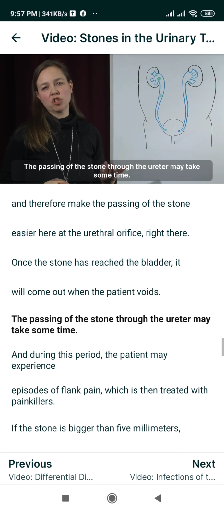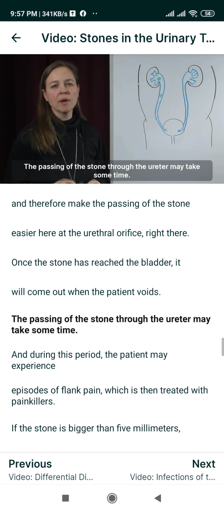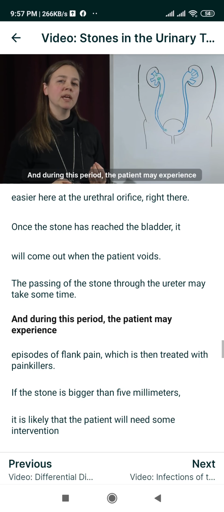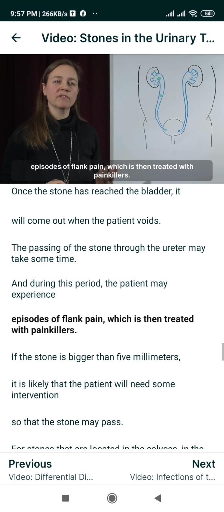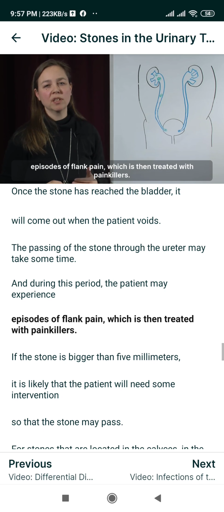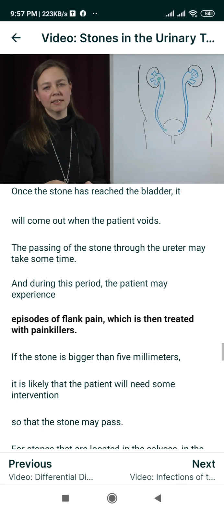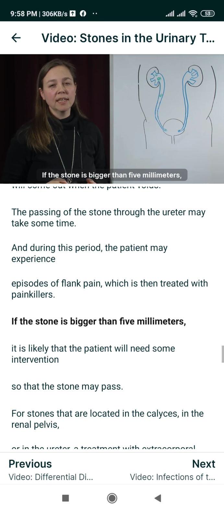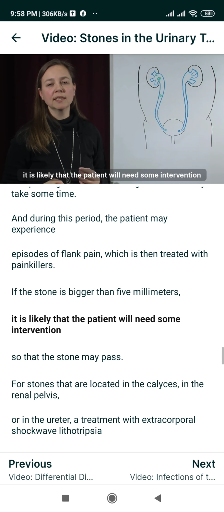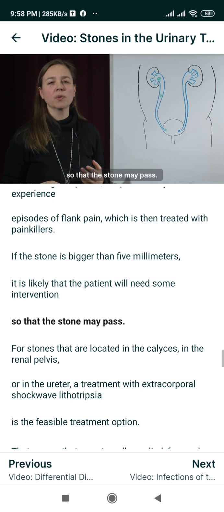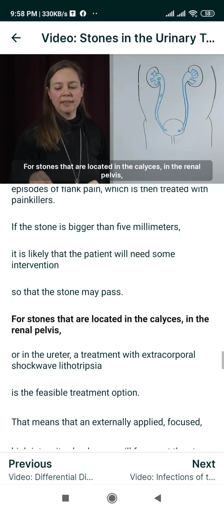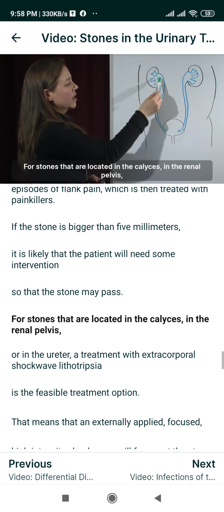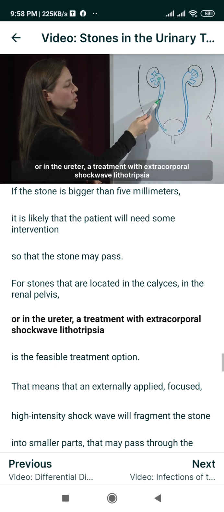The passing of the stone through the ureter may take some time, and during this period the patient may experience episodes of flank pain, which is then treated with painkillers. If the stone is bigger than 5 mm, it is likely that the patient will need some intervention so that the stone may pass.